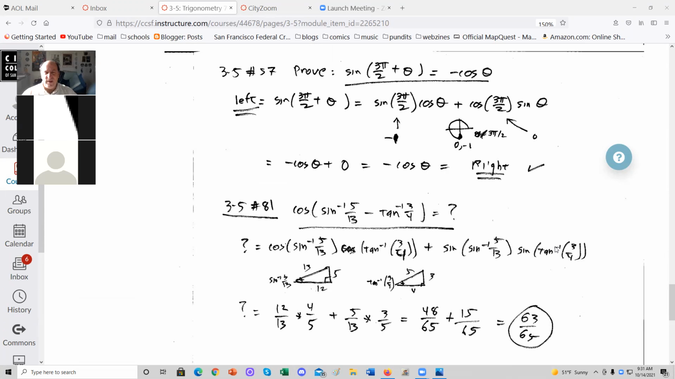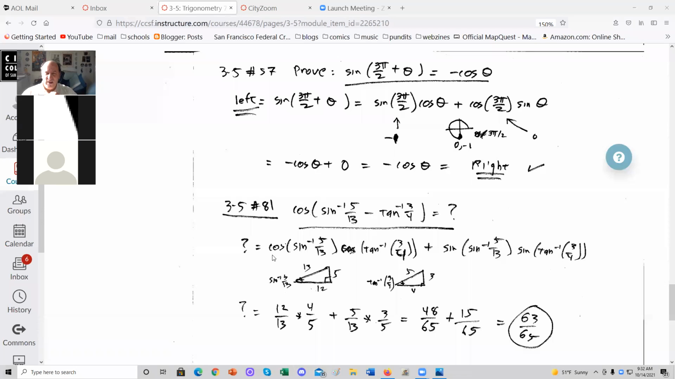Here they ask for cosine of arcsine 5/13 minus arctangent 3/4. Okay, we're going to have to do 2 layers of trig identities here. Here, cosine of a difference, and then cosine of arcsine and cosine of arctangent. Cosine of a difference is cosine cosine plus sine sine. All right, cosine of arcsine 5/13, cosine of arctan 3/4, plus sine of arcsine 5/13, sine of arctan 3/4.